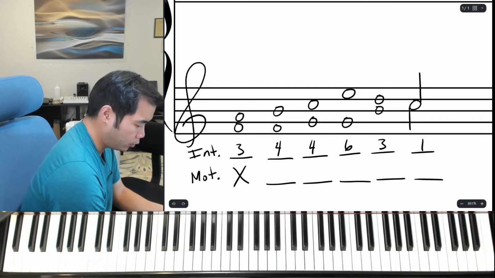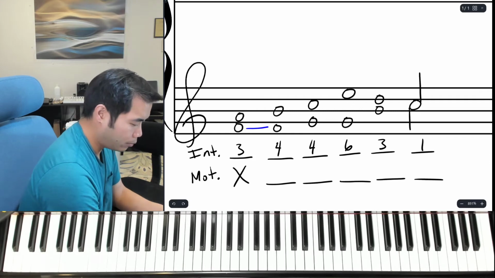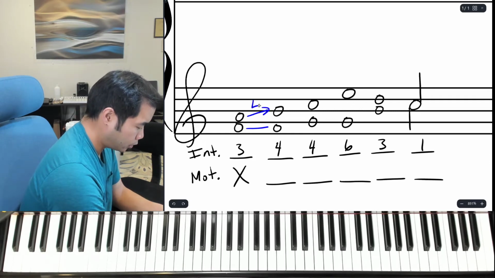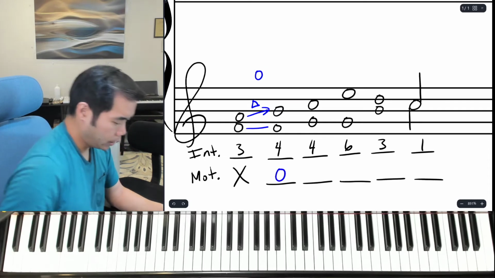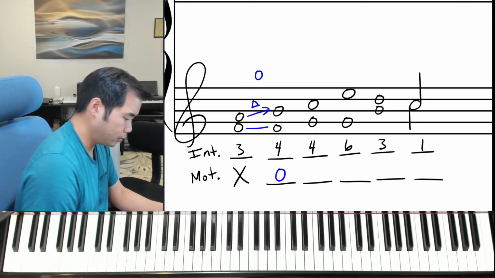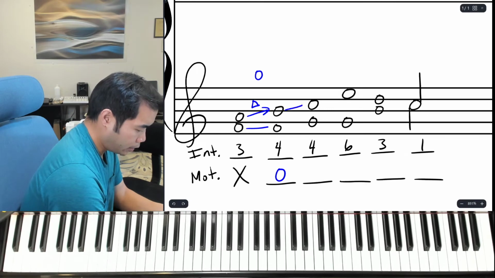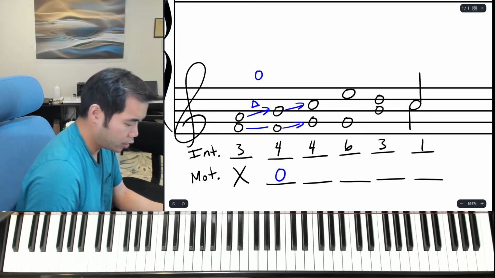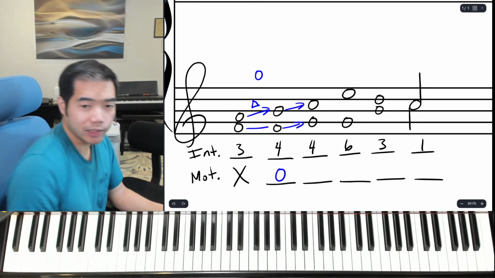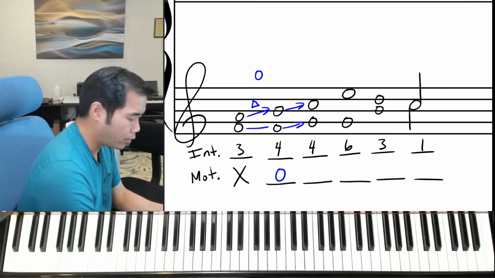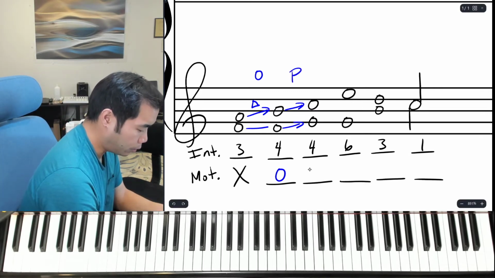If we look at the motions, this voice stayed the same, this one changed. Therefore, this is oblique motion. We're just going to write an O for oblique. Okay, this moves up by a step, this moves up by a step. They are ascending in the same direction by the same interval, therefore this is parallel motion.